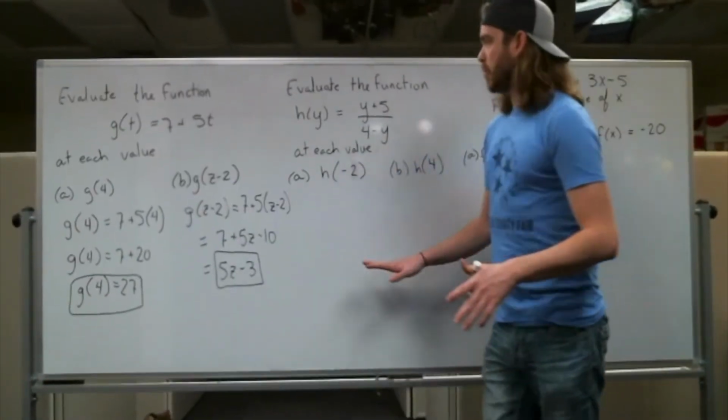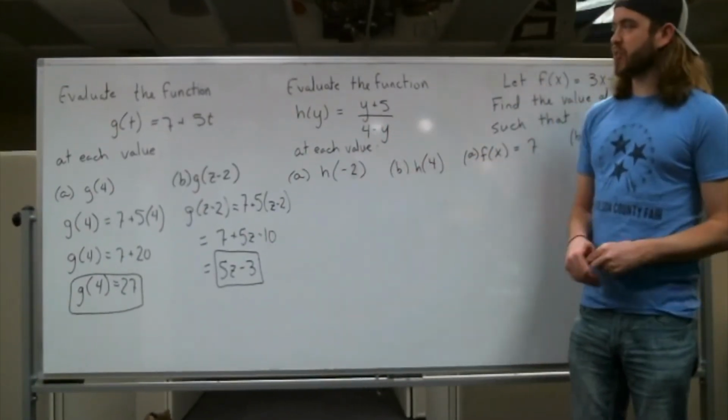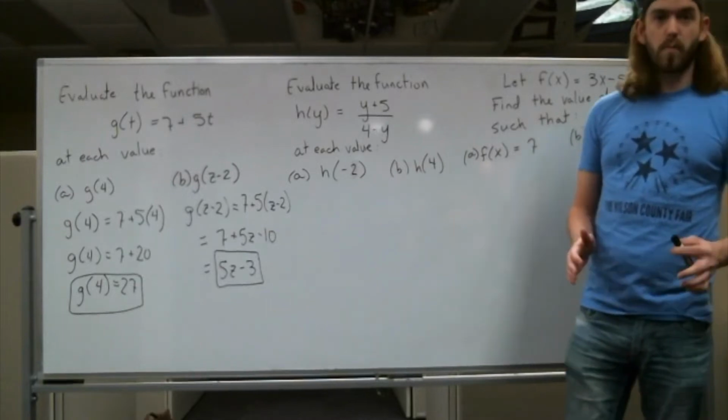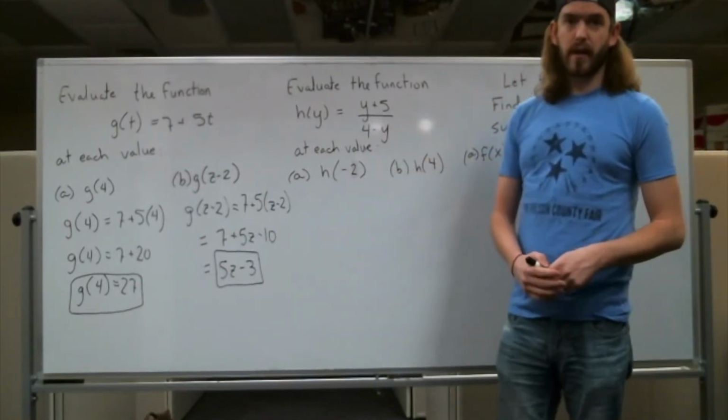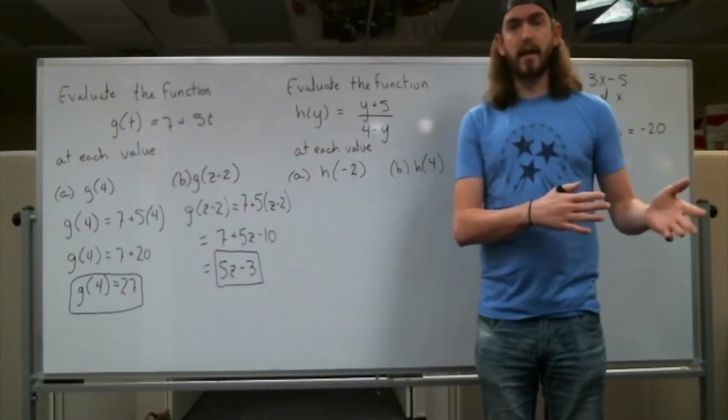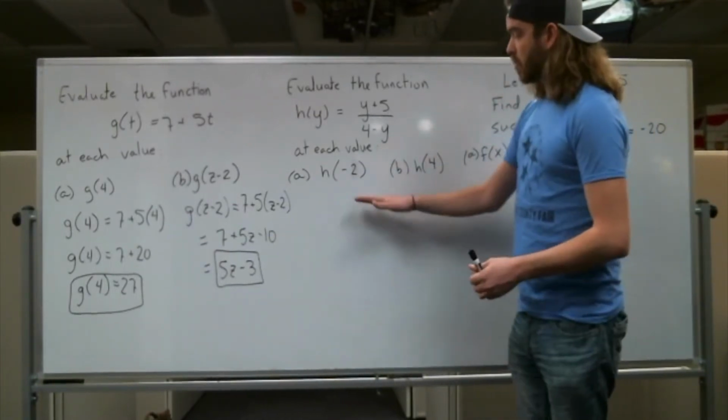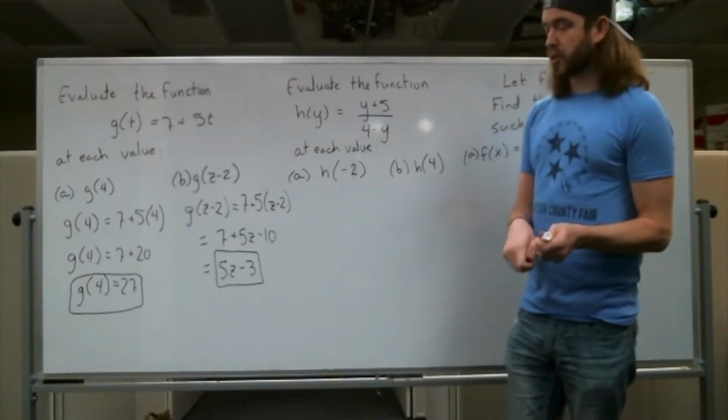For our next example, we're going to evaluate the function that h of y is equal to y plus 5 over 4 minus y. Now, this one's a little bit different because we have a variable in the denominator, and we're going to be talking more about that in the next video. But for now, we're going to evaluate these for each value.